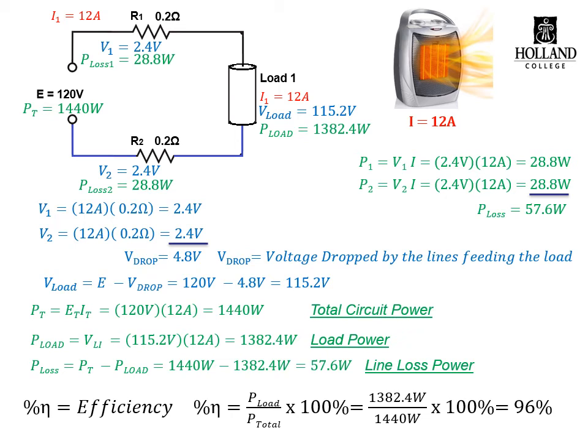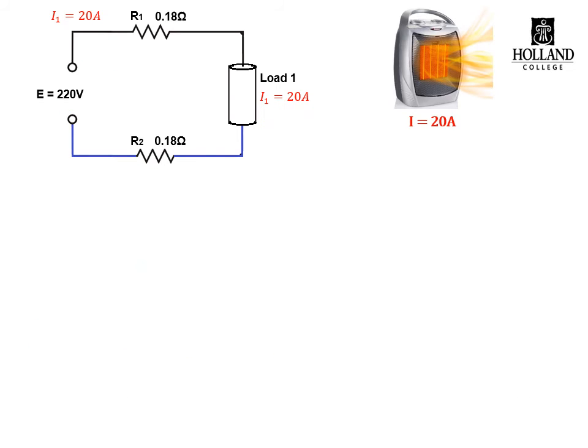Let's take a look at another example with different numbers, shall we? Here's another circuit similar to what we just did. But this time, maybe the wires are a different length. So they're only 0.818 ohms each, or 180 milliohms if you wish. Let's hook this up to a 220 volt source this time. And it's a different unit heater. So let's say it's drawing 20 amps current this time. Let's calculate all the voltage drops, the voltage to the load, the input power, the output power, the line loss power, and the efficiency.